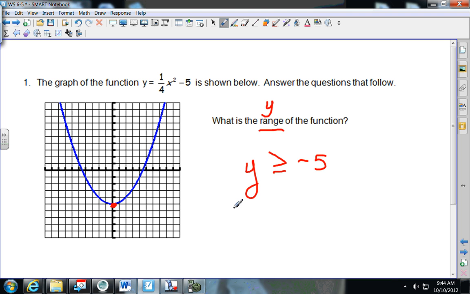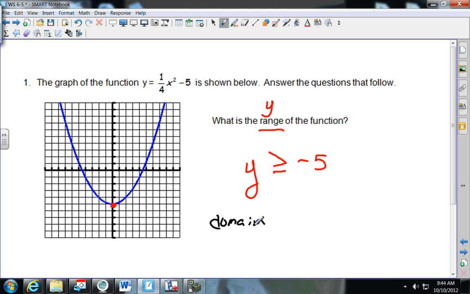If I asked you what is the domain, it's not any other number. When they're asking you what is the range, you need to tell me y is greater than or equal to negative 5. Because you have to include all those numbers, and that's the only way to do that.